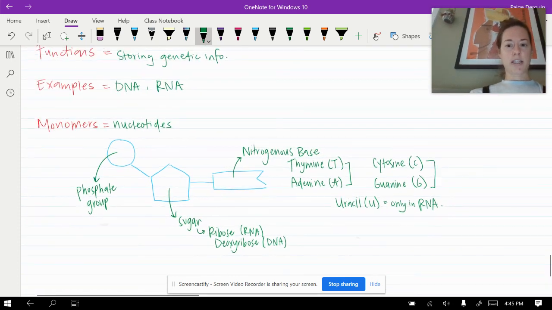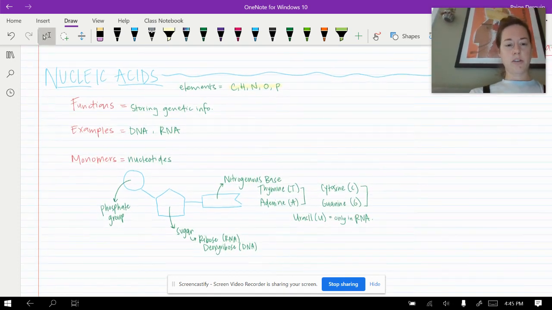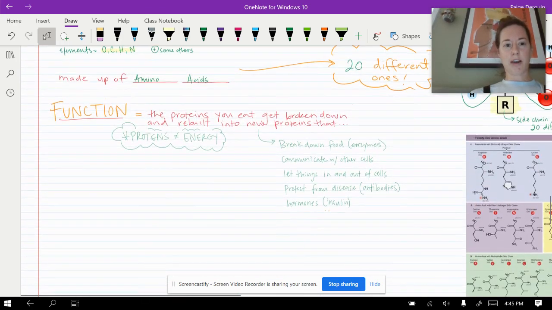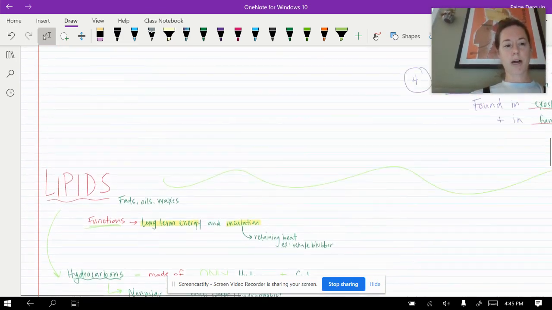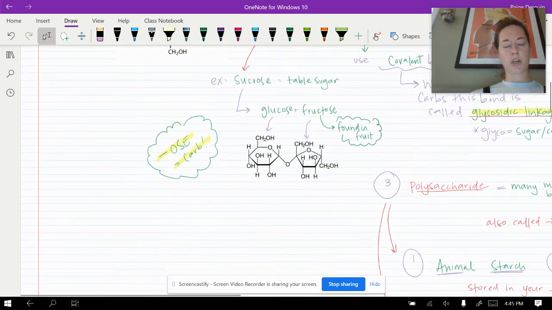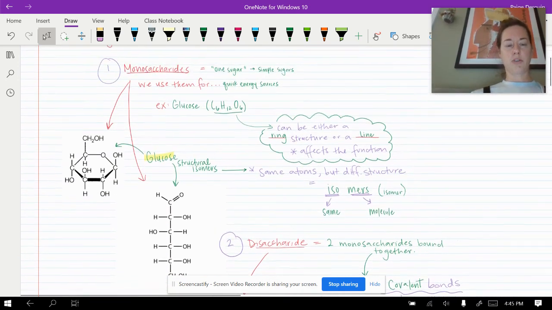Okay, guys, this was a lot of information. Let me know if you have any questions about any of this stuff. But these are the four biomolecules: carbs, lipids, proteins, and nucleic acids.